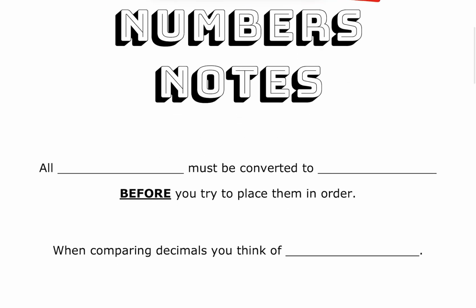So the first thing we need to remember is that all numbers must be converted, and the word converted is changed, to decimals. Everything needs to be turned into a decimal before we put them in order, okay? So when we are putting numbers in order, everything needs to be a decimal.